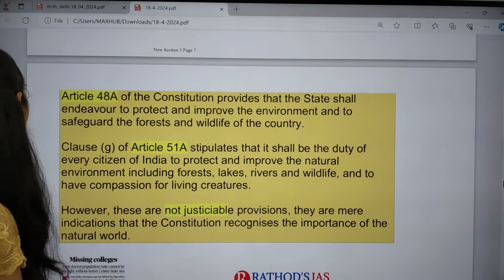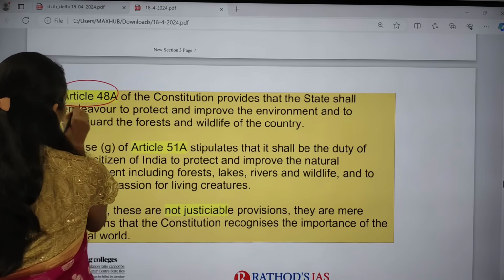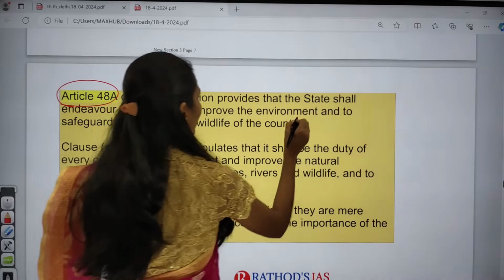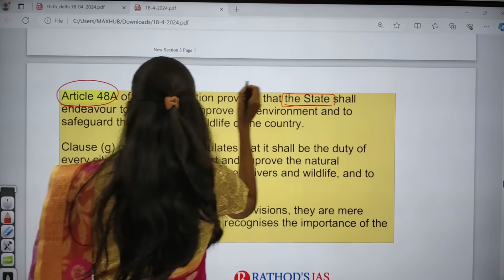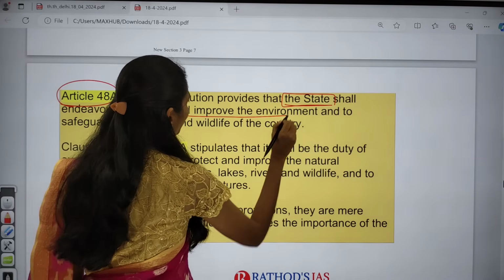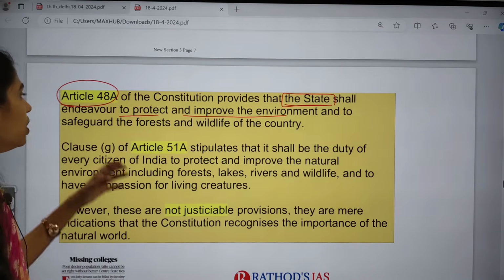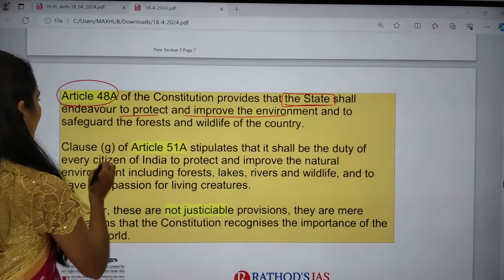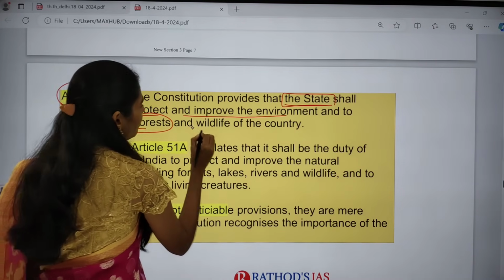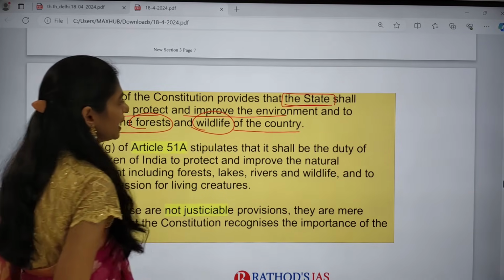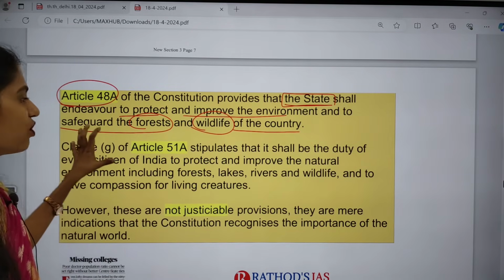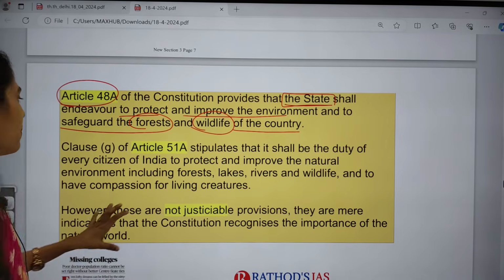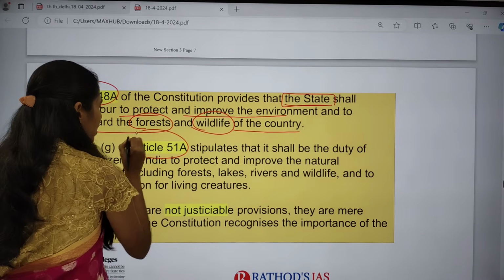The first one is Article 48A. Article 48A of our constitution provides that the state shall endeavor to protect and improve the environment. We have to protect and improve the environment, safeguard the forest, and focus on the wildlife of the country. And the next one is Article 51A.